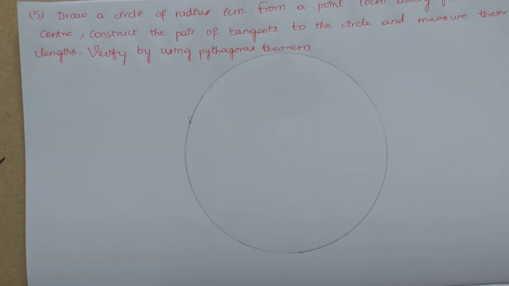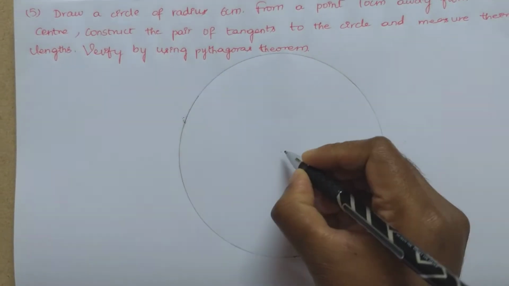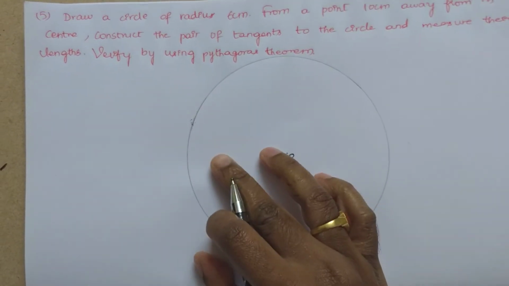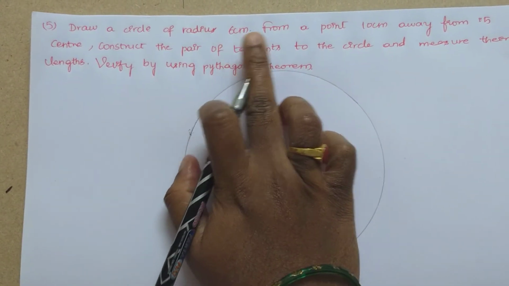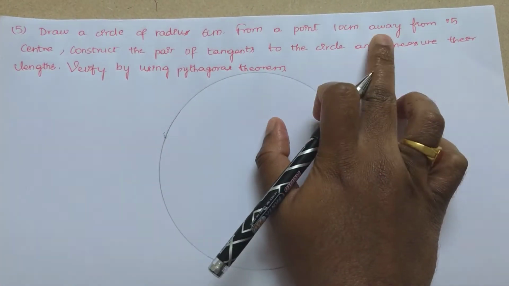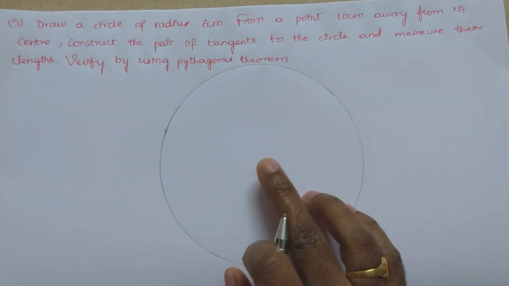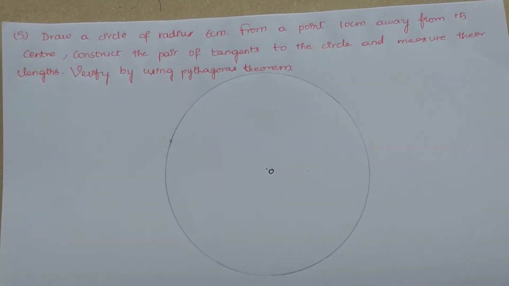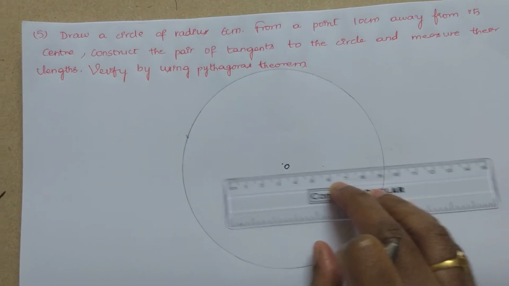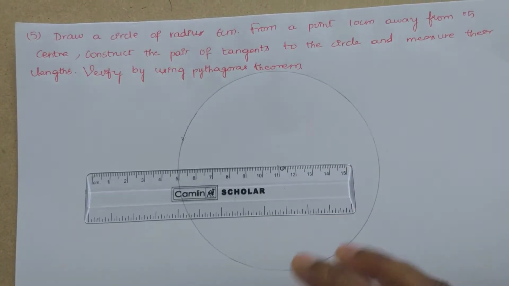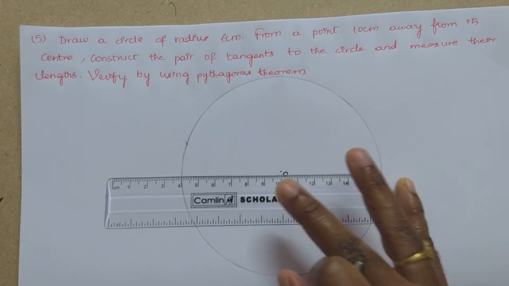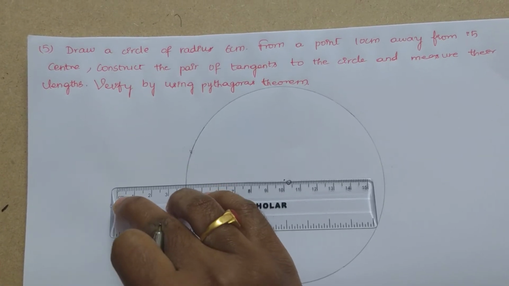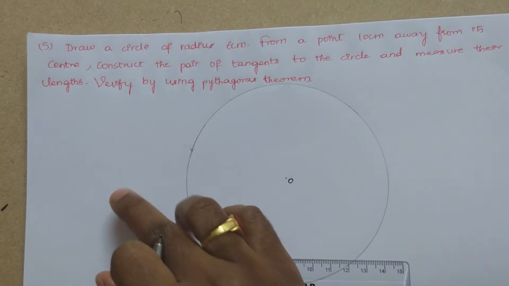After drawing the circle, I will put this center as O. Let us plot this center as O. So after drawing the circle of radius 6 centimeters, from a point 10 centimeters away from its center. From the point O, you can take 10 centimeters either on the left side or on the right side. It's up to you. Here I am taking the left side. From the center at a distance of 10 centimeters, plot a point. I will name that point as P.